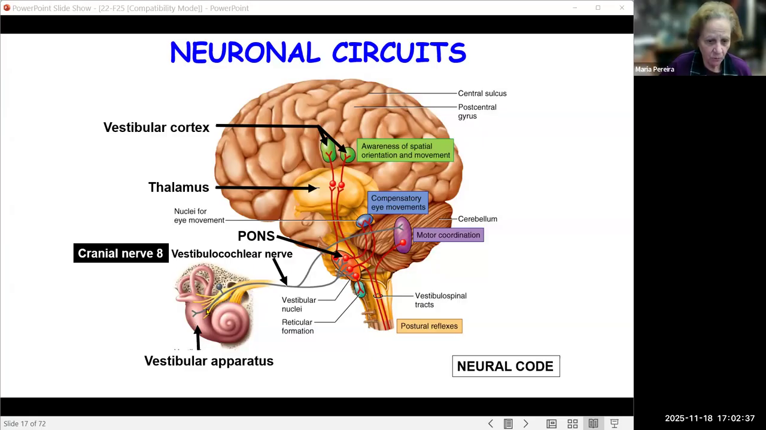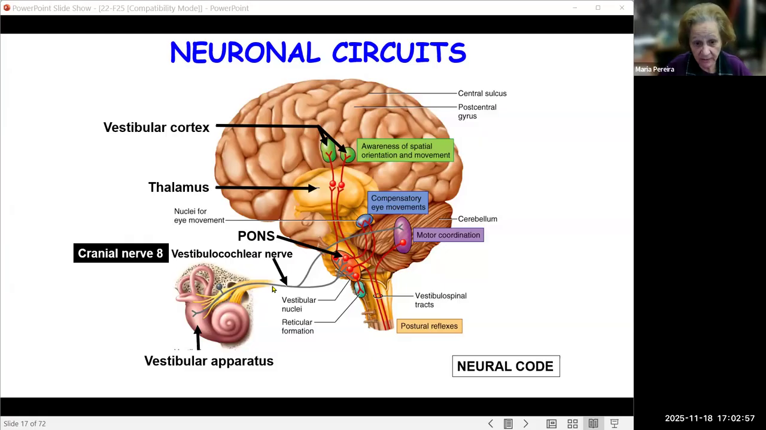So here, what we're showing is the ear, the vestibular apparatus. So this is the hearing receptor. And here's the sensory neuron, you see, with the cell body outside.